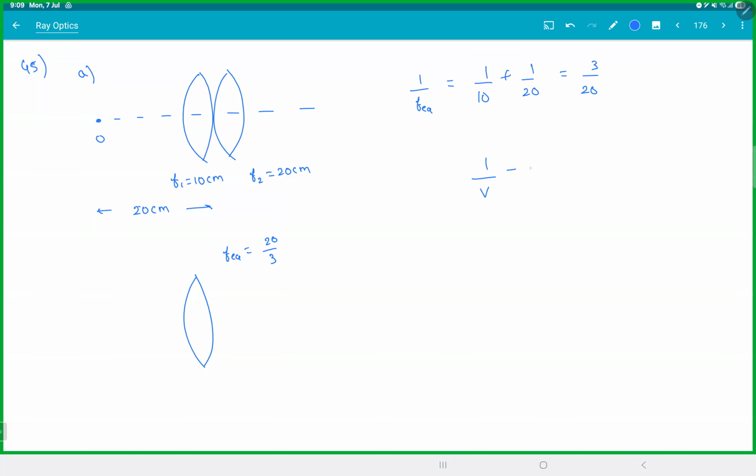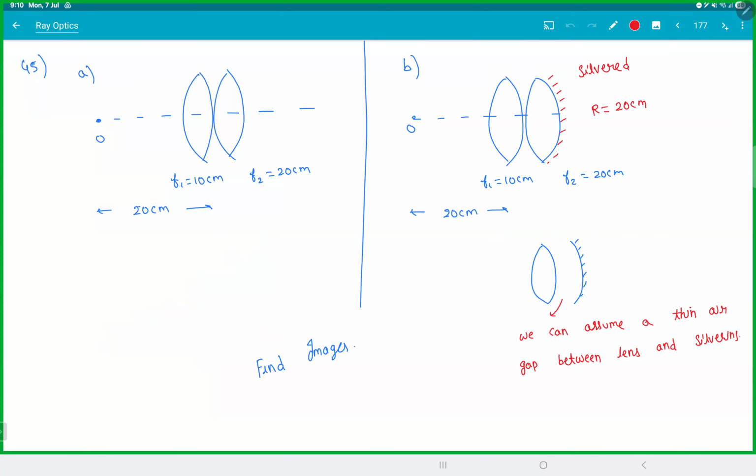So 1 by v minus 1 by u, which is minus 1 by 20, is 3 by 20. So we get v is equal to 10 centimeters. And that's it. So just replace all this thing with 20 by 3 and you finish it up. Clear?